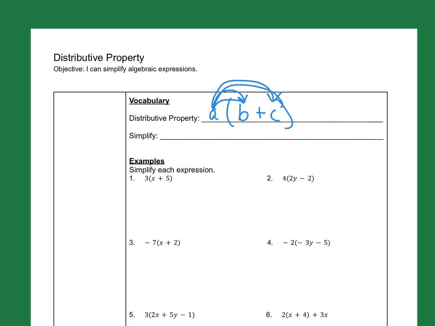And then simplify would be to shorten. One way we shorten is by combining like terms, which we just talked about. And then distributive property is another way that we could simplify an expression. So we're going to simplify these expressions by using distributive property, and if there happens to be like terms, we'll do that also.